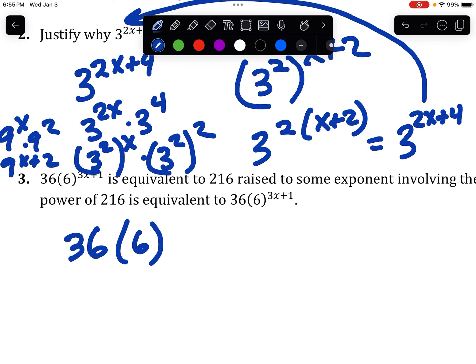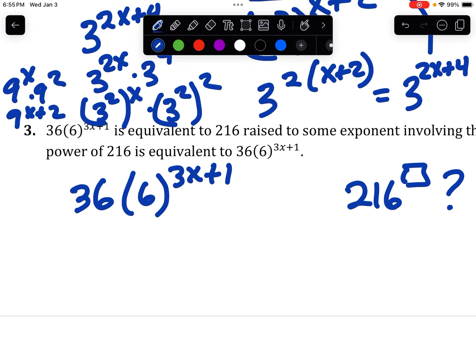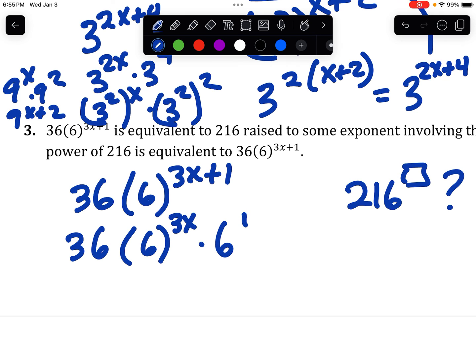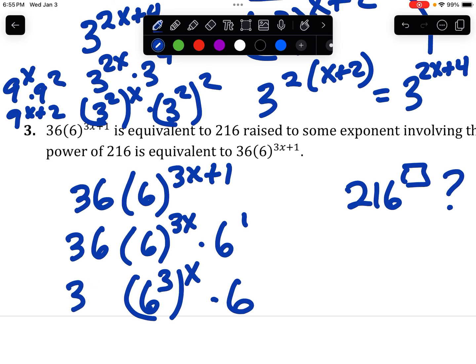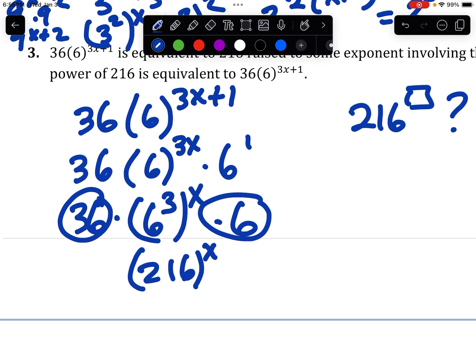This last one, 36 times 6 to the 3x plus 1, that's going to be equal to 216 raised to some exponent. That's a little complicated. How are we going to get that? Let's go step by step. So 36 times 6 to the 3x times 6 to the 1, break apart that adding rule there, which happens when you multiply with the same base. And then I'm going to rewrite the 6 to the 3x as 6 to the 3 to the x. I'm going to write that 6 as just 6 and this 36 out front. 6 to the 3rd is 216 to the x, and so is 6 times 36. So I'm going to multiply those two and just call it 216 out front, because you can change the order of multiplication. That's our commutative property.